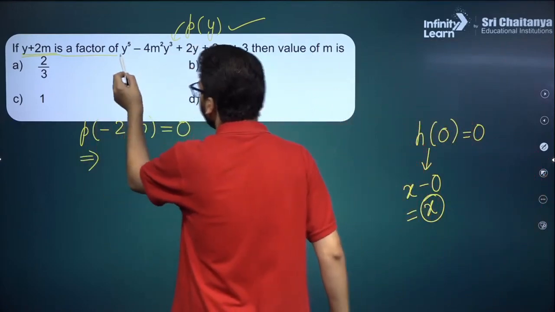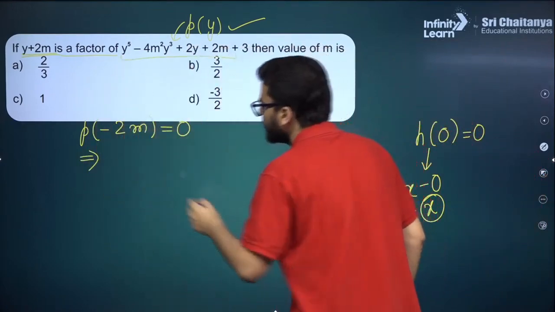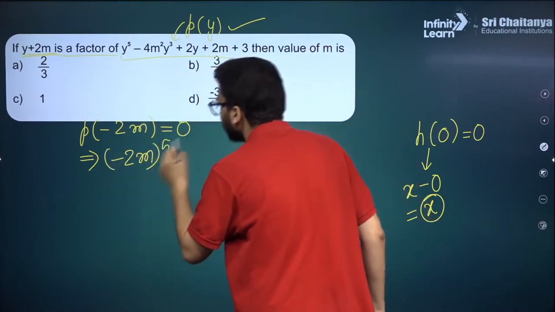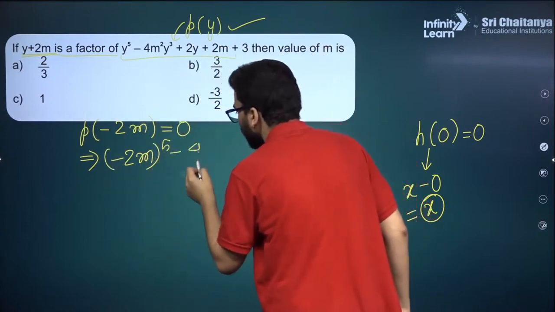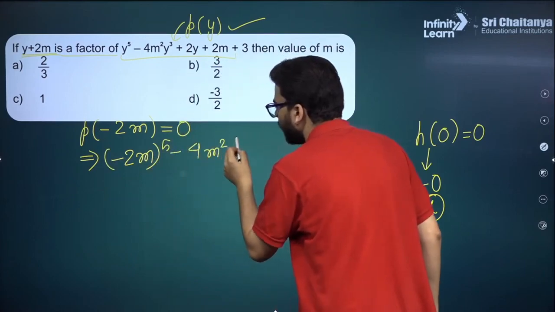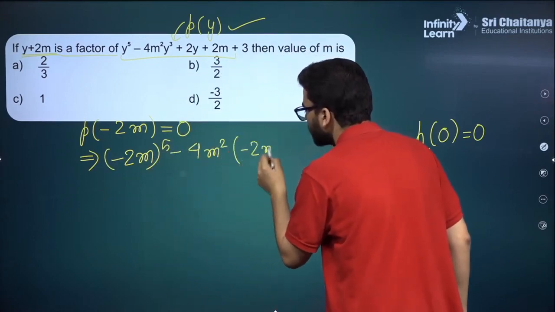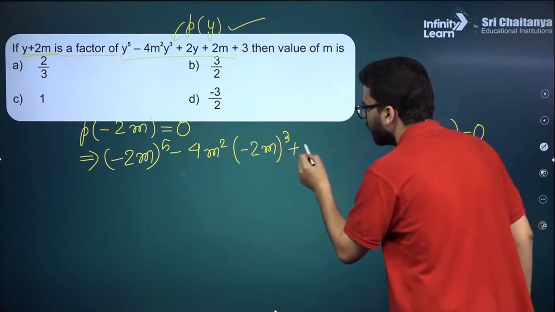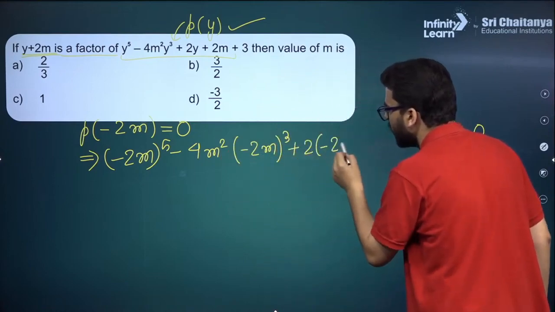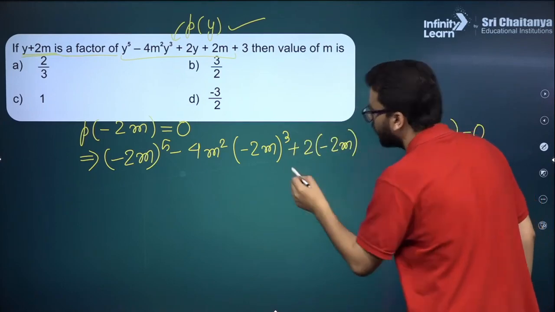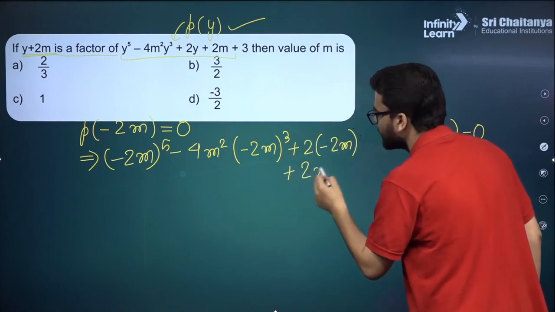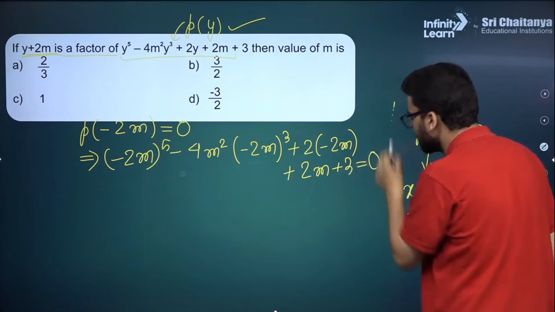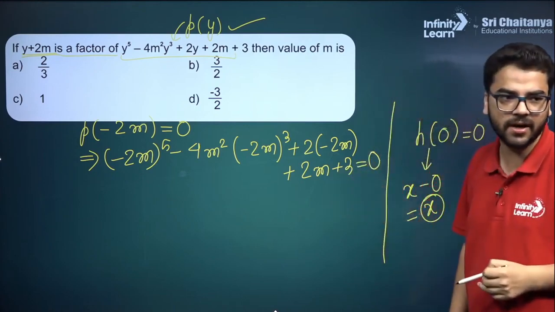It means in this polynomial you have to put y is equal to minus 2m. Let's do that. So (minus 2m) raised to the power 5 minus 4m square (y), (minus 2m) raised to the power 3, and then you have got 2 into minus 2m, and then you have got plus 2m plus 3 is equal to 0. Correct? So it is looking complex, but it is very simple. You will see it within seconds, you will understand it, right?